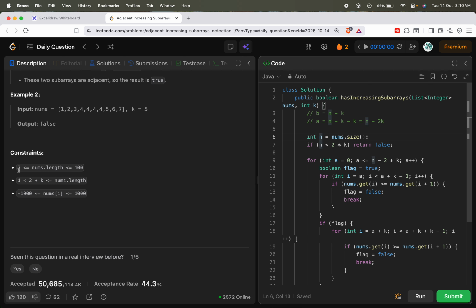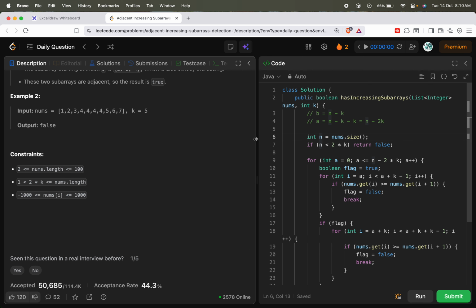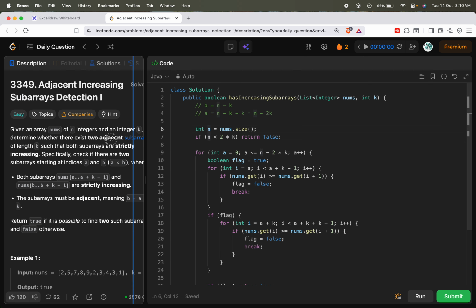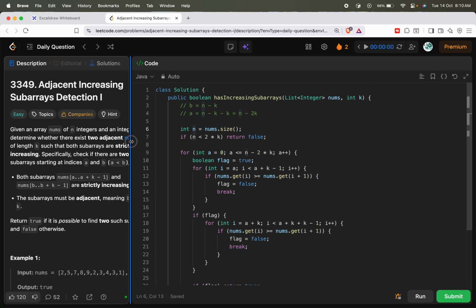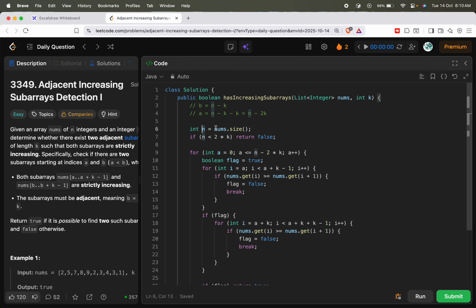If you look at the constraints, the length of the array is 100. Since the size of the array is pretty low, we don't have to do over engineering. All we have to do is the brute force approach over here. So what I have done here is I have taken n as the size of nums, and if n is less than 2k, that means this value will turn out to be negative. We cannot choose negative indices for a, so we will be returning false over here.